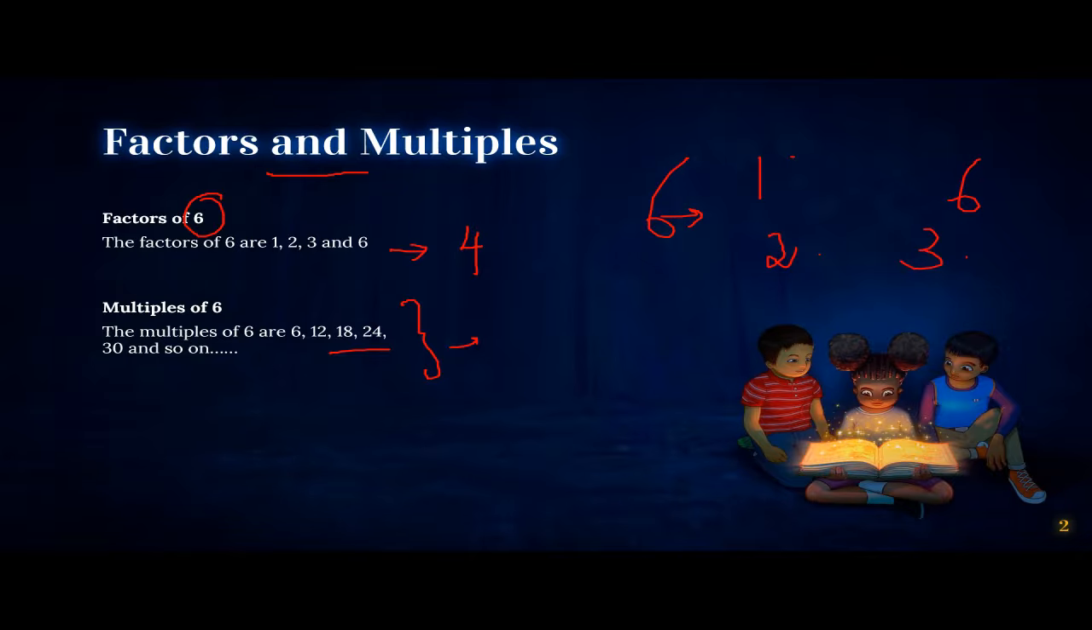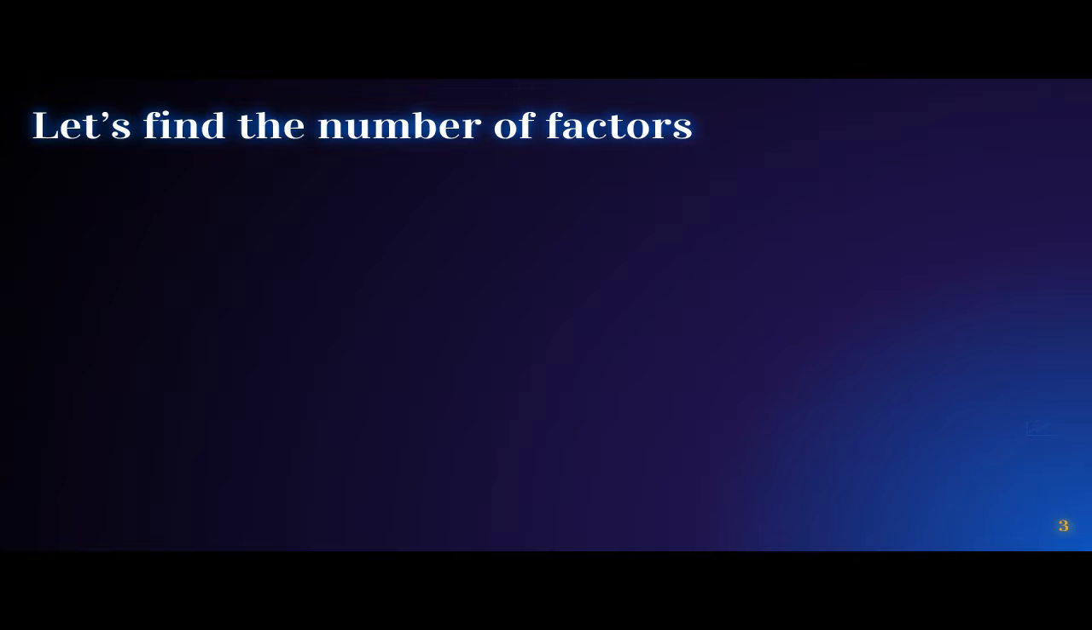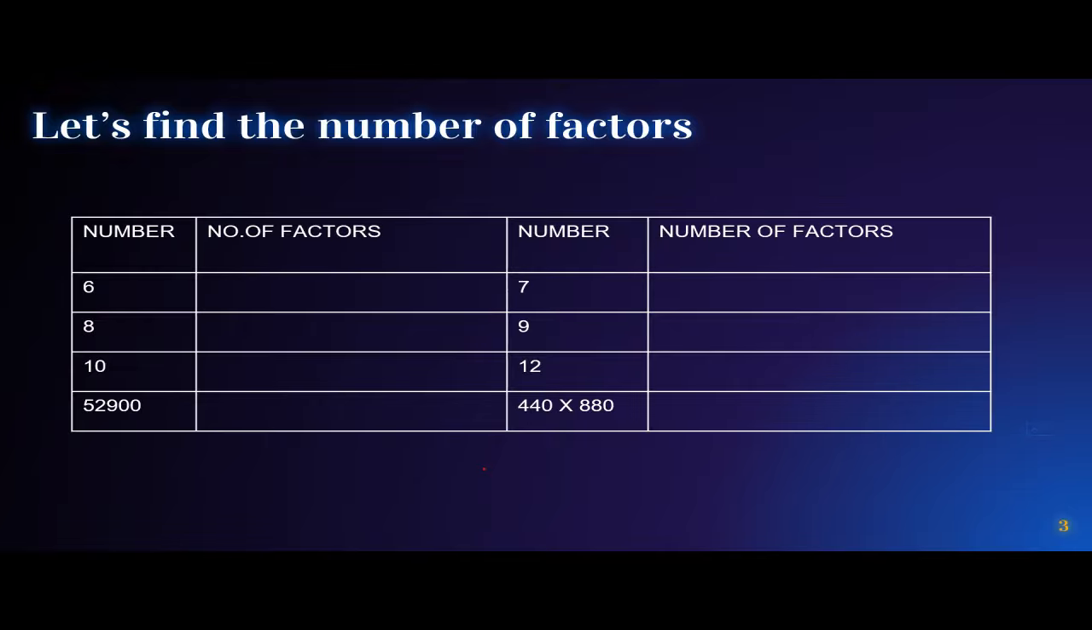So let us first try to find. We have taken some numbers, and the next column is the number of factors. For 6, we just found the number of factors is 4, so I'm directly writing 4 here. Now let's find the number of factors of 7. Of course you know 7 is a prime number, so you have 1 and 7 only as factors. We are writing the factors here, but the question asks for the number of factors, so let's write the number of factors as 2.